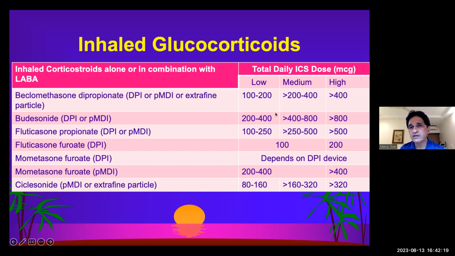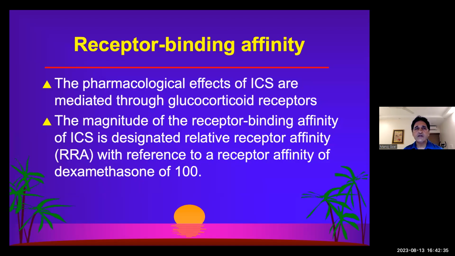And again, they are equipotent dose by dose. So they can be used as low, medium, high dose. So a dose of budesonide 200 and 400 is equipotent to a dose of 100 to 250 of fluticasone propionate, right? So again, the dose is equipotent. A little bit of the pharmacology of the inhaled corticosteroids is too complex, but I'll spend a few minutes on that. The pharmacological effects of ICS are mediated through glucocorticoid receptors.